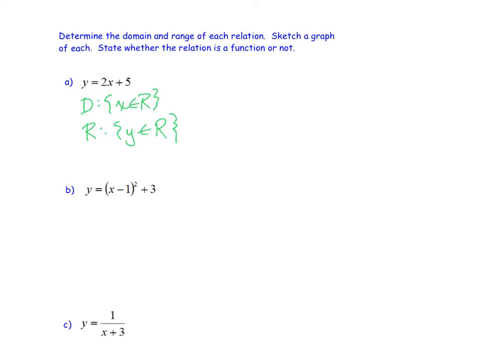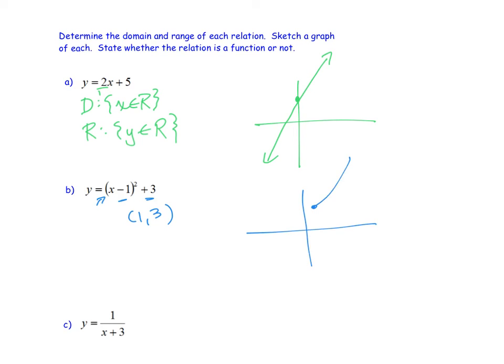And this function is just going to be a straight line that has a y-intercept of 5 and that has a rise over run of 2 over 1. So it's just going to look something like that. And the next one we know is a parabola. Let's just do a quick sketch of it first. We can see that the vertex is going to be at (1, 3). It's going to be up here. And we can also see that it opens up. So it's going to look something like this.